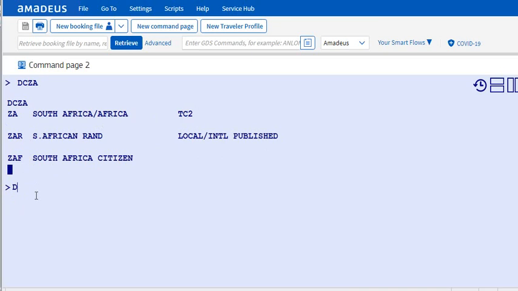I'm going for DC, say AU, AUSTRALIA, and it's showing that DC Australia is showing AU is the country code, it is in TC3, and Australian dollar is the local and international currency.